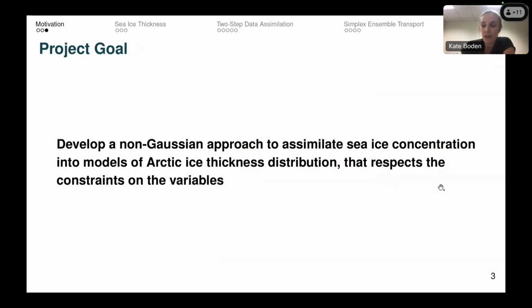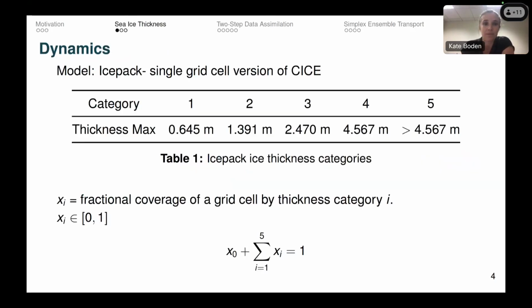As we all know, data assimilation is an effective way to improve our projections. Our goal, though, is to use something more advanced than just an EnKF and to actually develop a non-Gaussian approach to assimilate sea ice concentration into models of Arctic ice thickness distribution. And we'd like to do this by respecting the constraints on the variables.